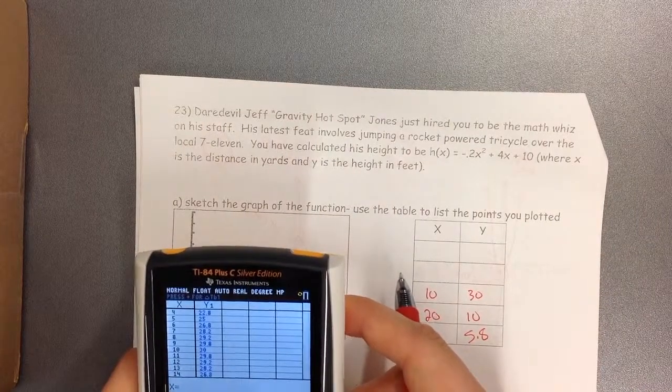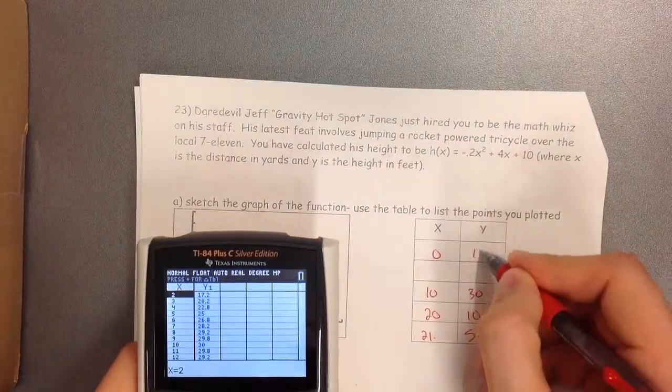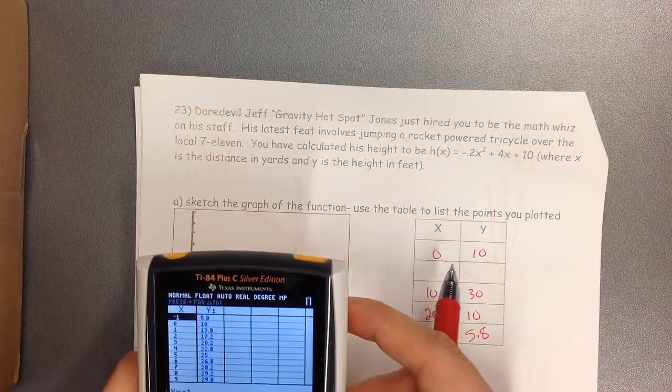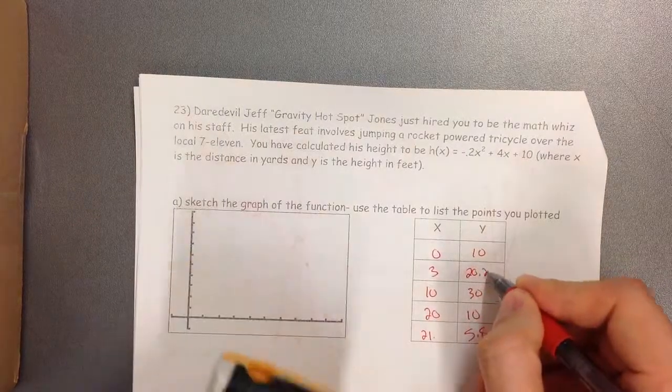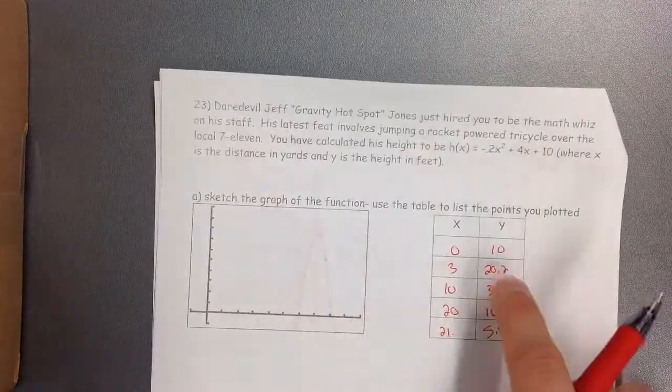Continuing on, of course, I'm going to get 0, 10. My starting point, that's a handy point to have. I'm going to look for a clean number. How about 3 and then 20.2? On my graph here, I want these points.